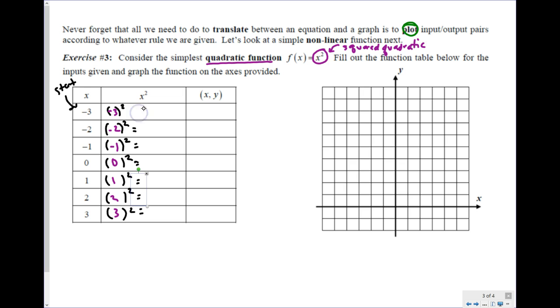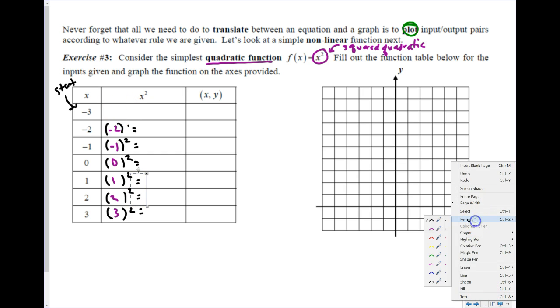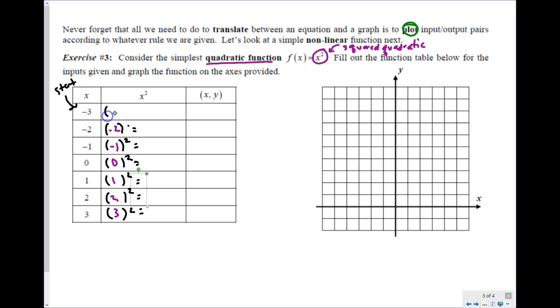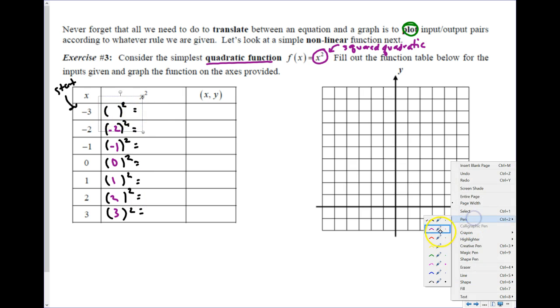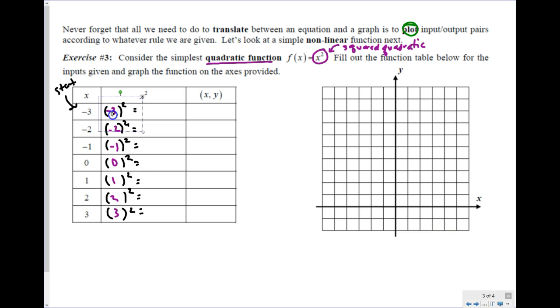-3 squared is this. Oops, I had it on eraser. Sorry. How did I get that stuck on eraser? If any of you guys want to get me a Christmas present, please get me a new pen for my tablet so I don't have to keep making these little mistakes every time. That would be awesome. Alright, let's try this again.